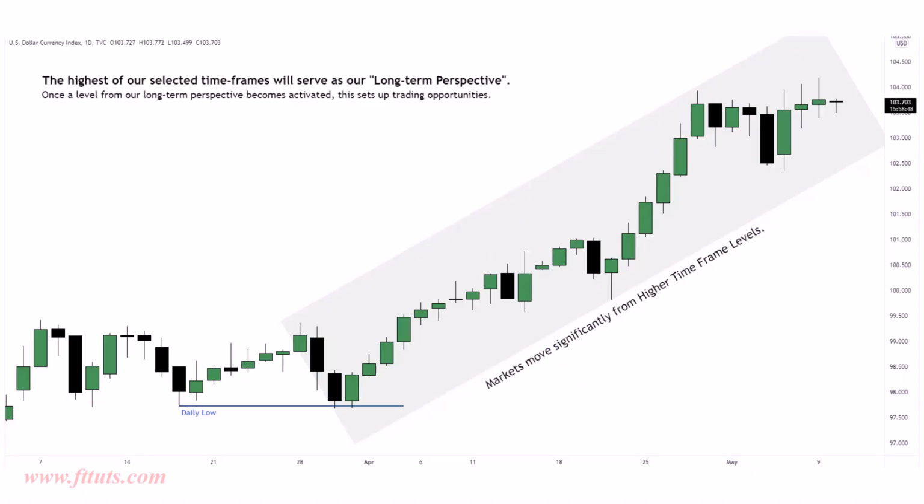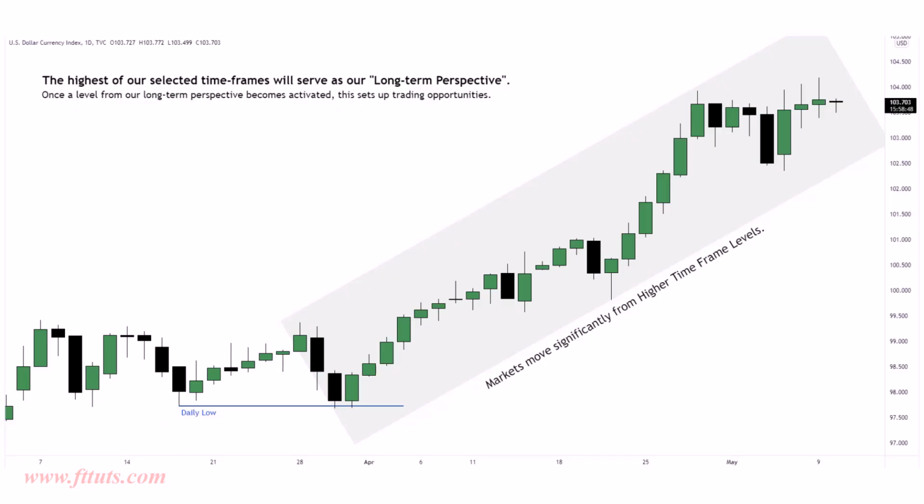Once a level from our long-term perspective becomes activated, this sets up trading opportunities. So you can see the daily low over here. Once this daily low becomes activated, you can see price hits a level from the daily chart. Okay, this sets up trading opportunities. And check out how significant the market moves when it hits a long-term perspective level.